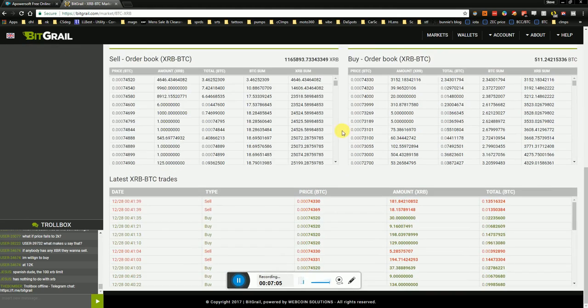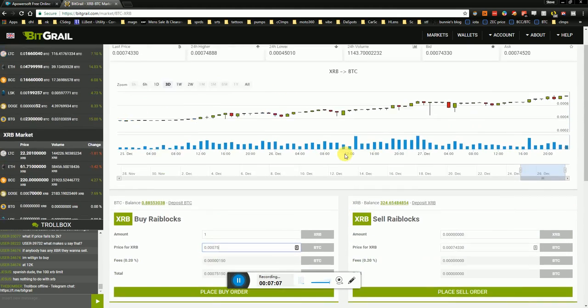And that's how you buy RaiBlocks. Good luck in your trading, and welcome to the community.